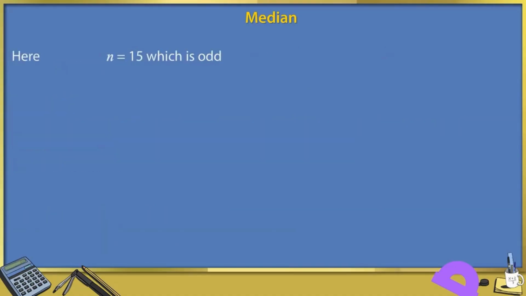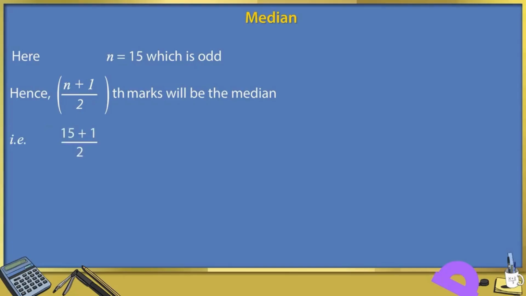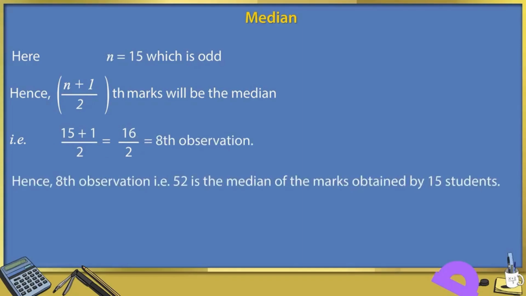Here, n is equal to 15, which is odd. Hence, (n plus 1) by 2th marks will be the median. That is, (15 plus 1) by 2 is equal to 16 by 2, which is equal to the 8th observation. Hence, the 8th observation, that is 52, is the median of the marks obtained by 15 students.